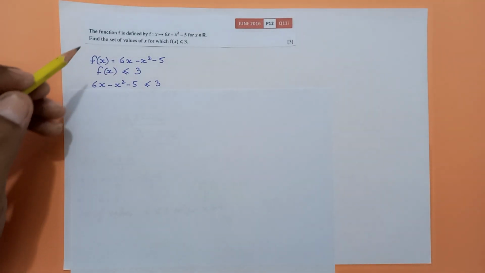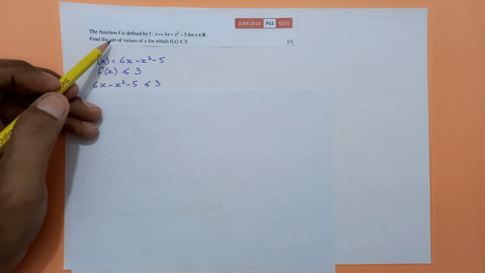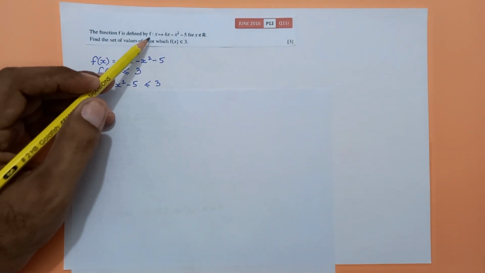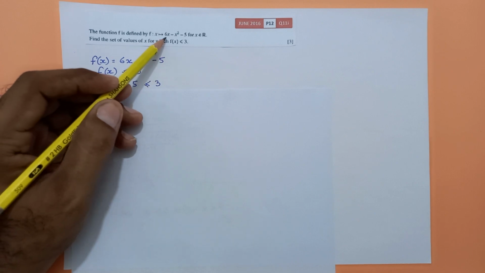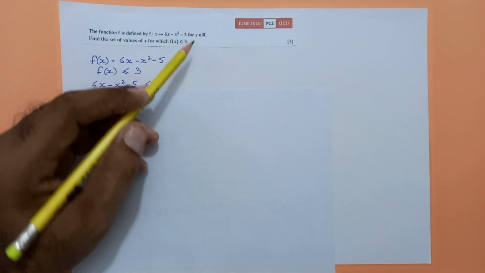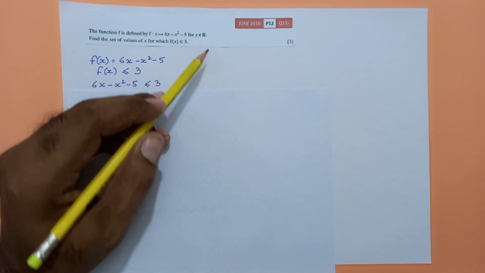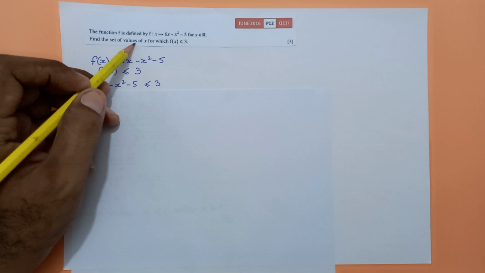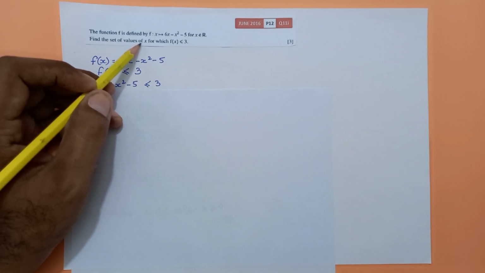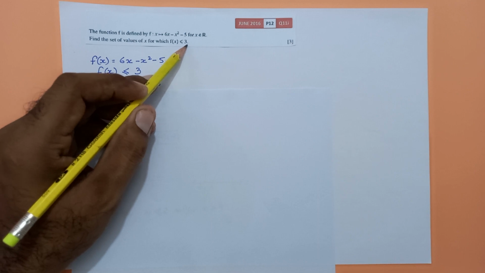Hello everyone. We have a question. The function f is defined by f(x) = 6x - x² - 5, for x an element of the real numbers. That means x can have any value. Find the set of values of x for which the function is less than or equal to 3.